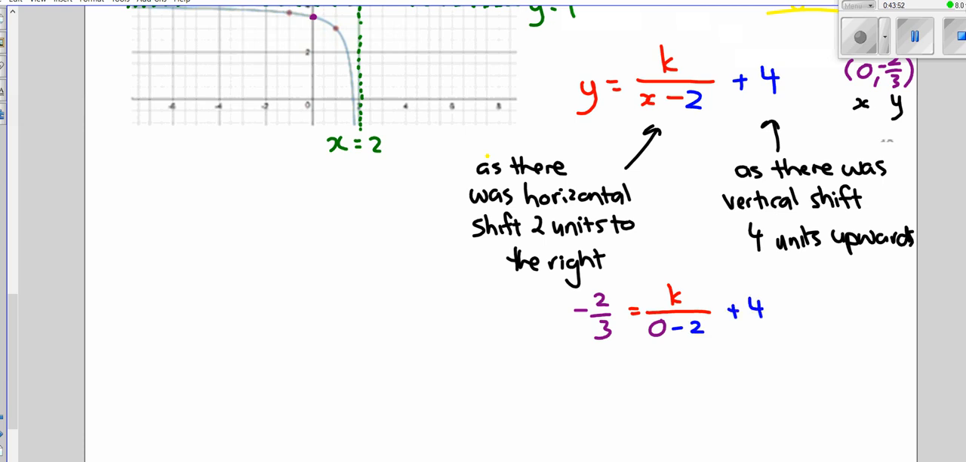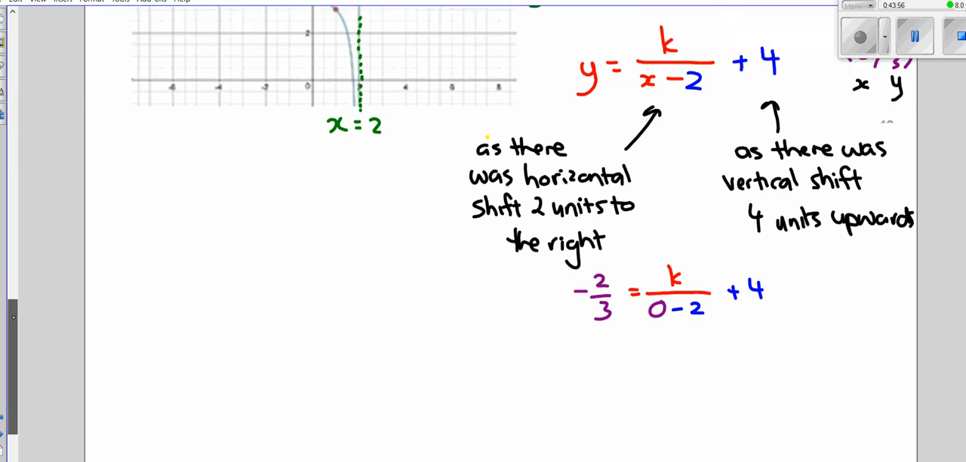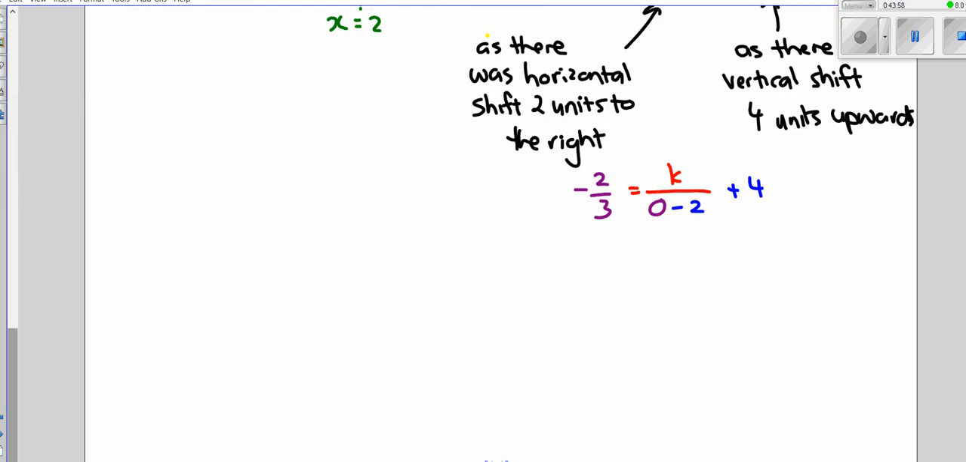So this is going to be awkward. It's a shame that negative 2/3 isn't a whole number. Now we've got to start to rearrange and solve for k. So what's negative 2/3 minus 4? Let's do that. Negative 2/3, because it was plus 4, so minus 4 equals k over negative 2. 0 minus 2 is just negative 2.